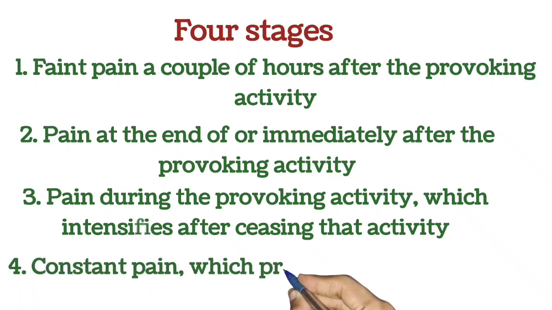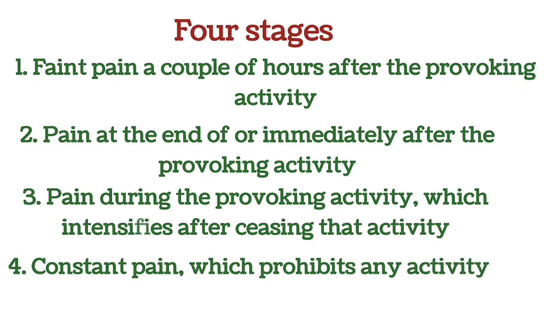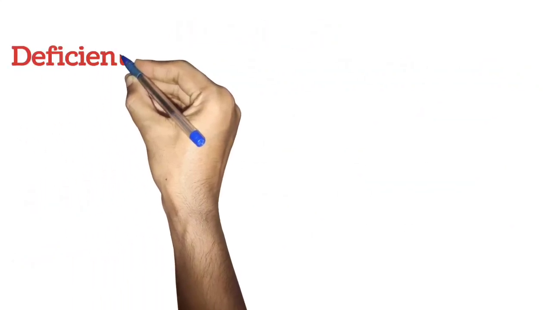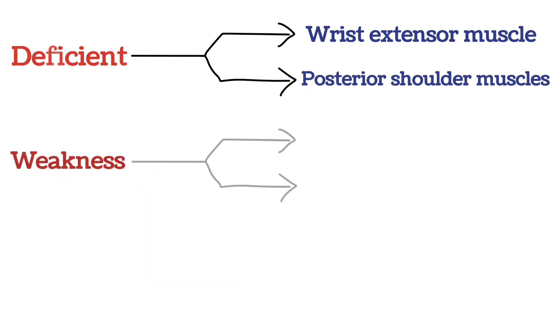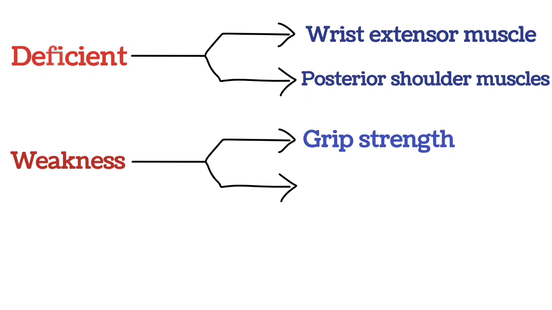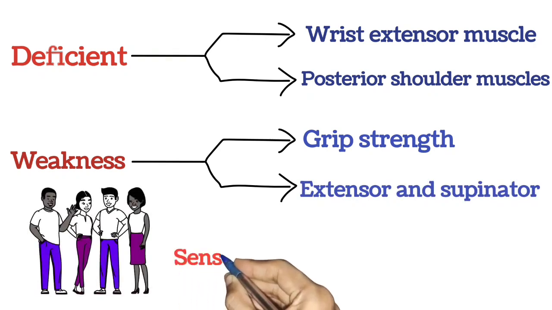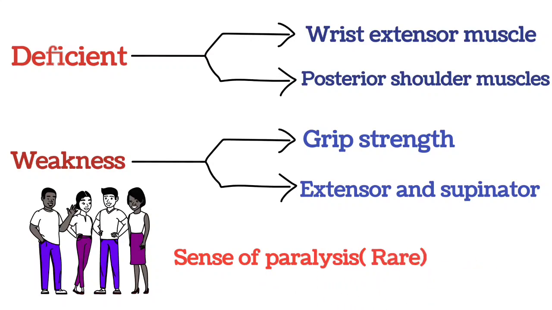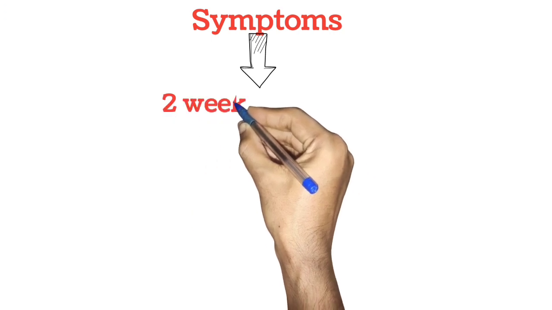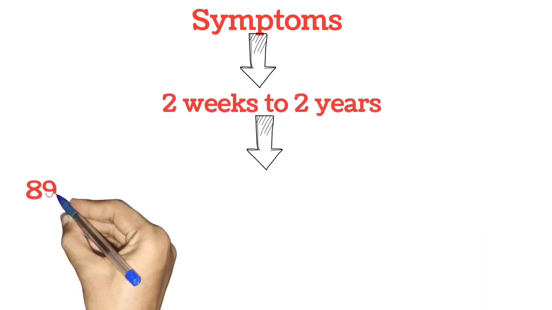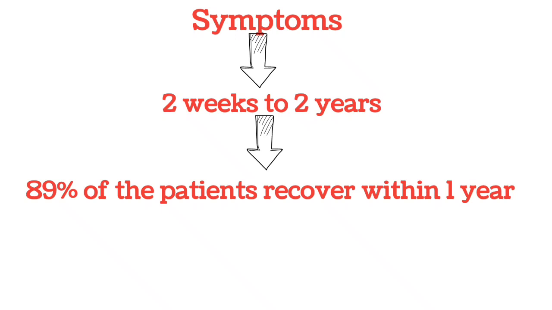Furthermore, it is often seen that the flexibility and strength in the wrist extensor and posterior shoulder muscles are deficient. Also, patients report weakness in their grip strength or difficulty carrying objects in their hand, especially with the elbow extended. This weakness is due to finger extensor and supinator weakness. Some people have a sense of paralysis, but this is rare. Symptoms last, on average, from 2 weeks to 2 years. 89% of the patients recover within 1 year without any treatment except perhaps avoidance of the painful movements, sport injuries.